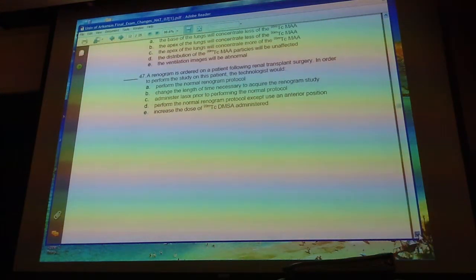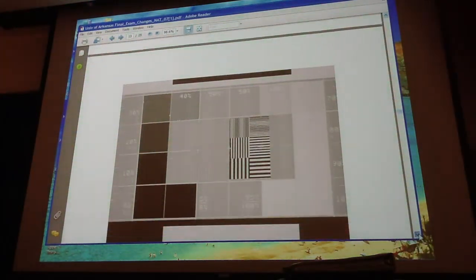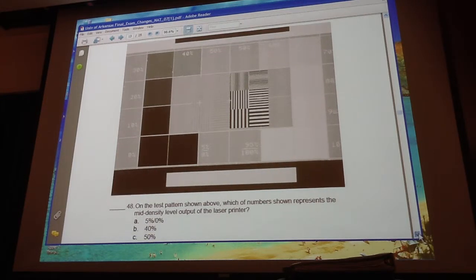I'll put Mr. Singh on the spot for the next one here. Oh, Mr. Singh. You ever seen this before? No. Has anyone seen this before? Uh-oh. SMPTE Phantom. All of your computer monitors, any type of your digital printing devices, your laser printers, they have to do this. It's a test pattern that allows us to see contrast.